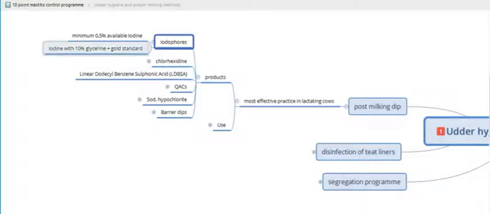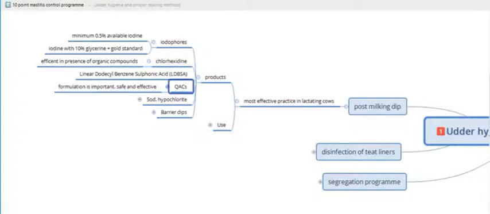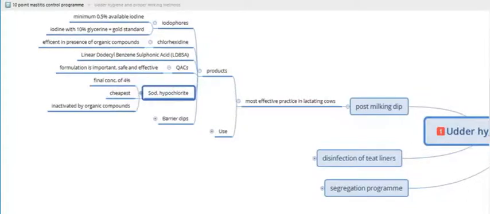Chlorhexidine, again very important, is a very efficient germicide, and the peculiarity is that it can even function in the presence of organic compounds, whereas quaternary ammonium compounds are not that efficient, but they are safe and effective. Sodium hypochlorite is the cheapest udder disinfectant available, and you can use your regular laundry bleach. You can cheaply and easily get laundry bleach, and you can dilute it to a final concentration of 4% and use it. Some farmers do that.